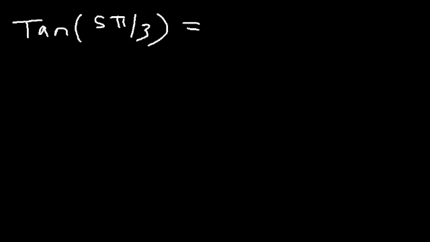Now let's say we want to evaluate tangent 5 pi over 3. Go ahead and pause the video. Use the 30, 60, 90 triangle to find the answer. Now first, what is the reference angle of 5 pi over 3? The reference angle is simply pi over 3. Now we may need to add a positive or a negative sign, so we'll add that later.